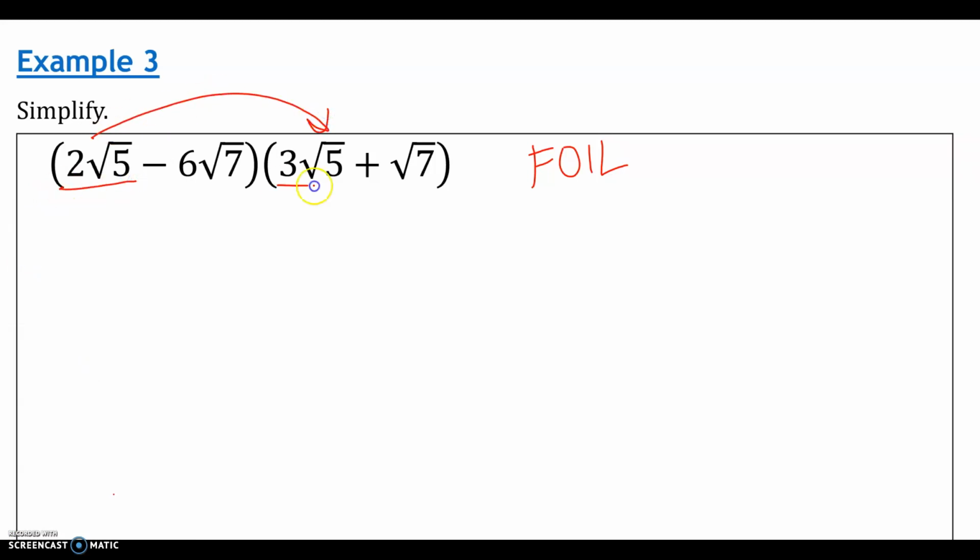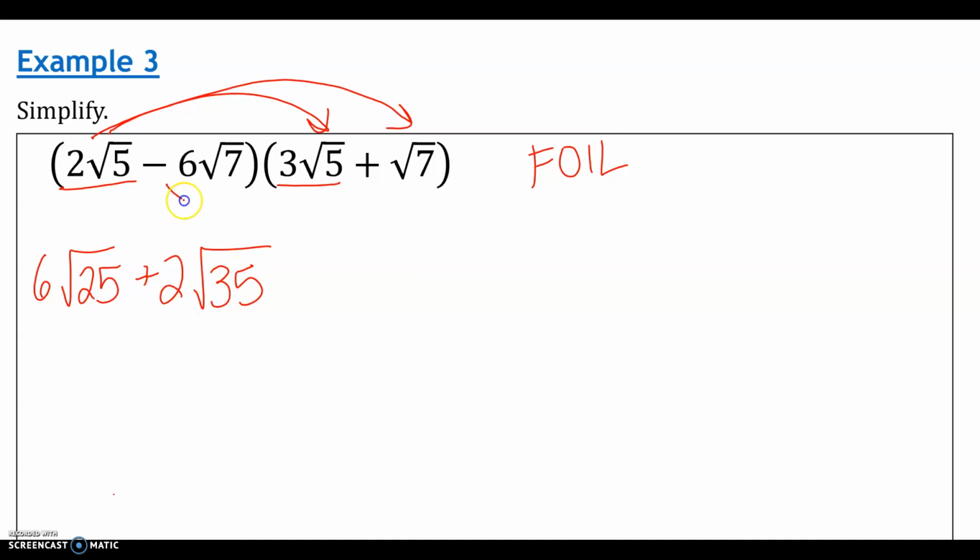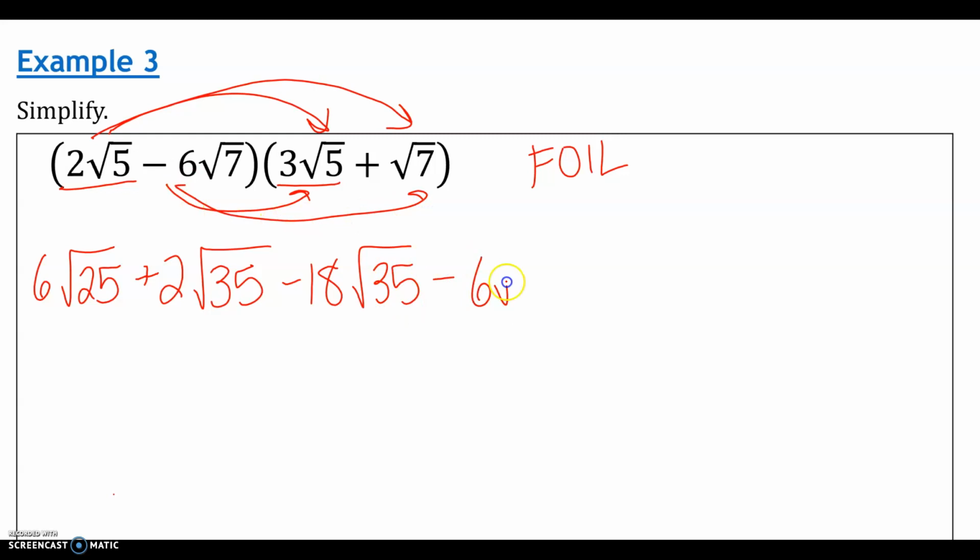So we have this and this. So we're going to get 6 radical 25. Then we're going to get 2 radical 35. Then we'll get 18 radical 35. Then we'll get negative 6 radical 49.